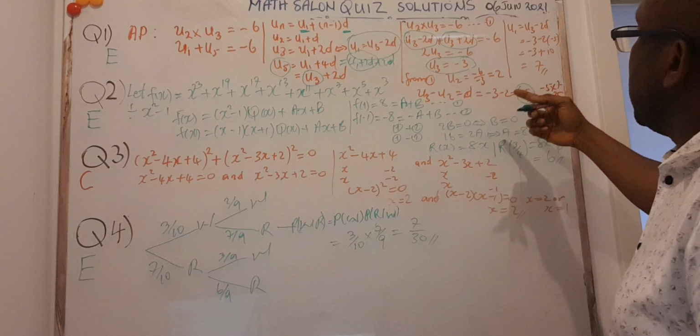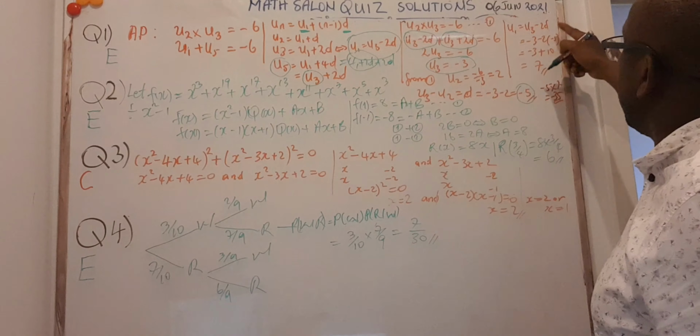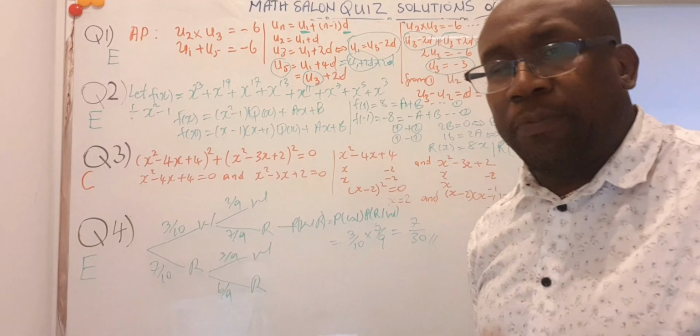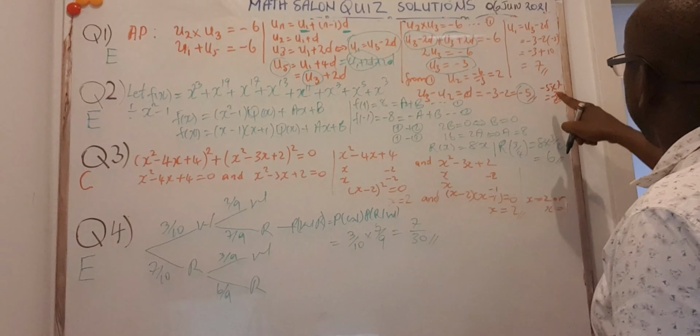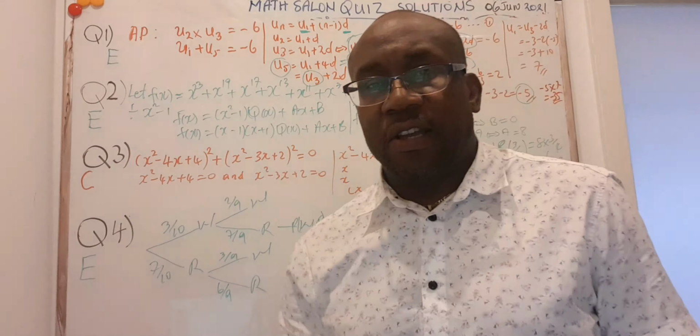If I know d, simple, I can get u1. u1 is u3 minus 2d. u3 is -3, minus 2 times -5, and that gives me 7. You were asked to look for the product of these, so it was supposed to be -5 times 7, and that's -35. And none of the answers was -35. So the answer for number 1 was E.